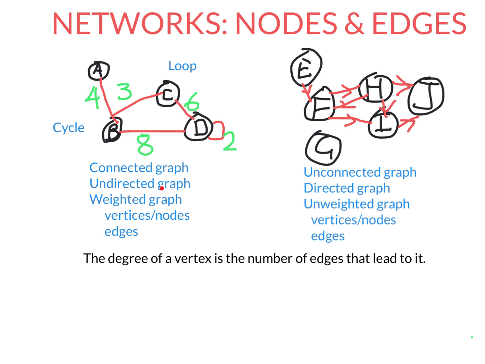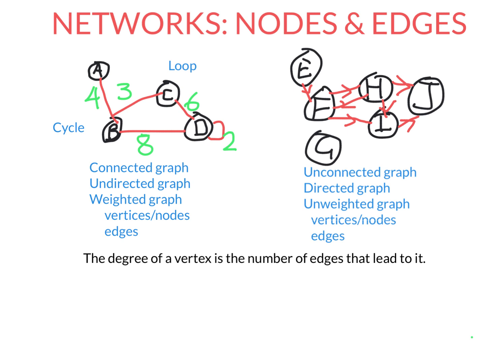So this one is an undirected graph. What that means is there's no direction, no arrow along the edges. It means that travel is possible in both directions. You can go from A to B or B to A. On the other hand, this is a directed graph because each edge has an arrow. You can only go in one direction along each edge. For example, you can only go F to I, not I to F.